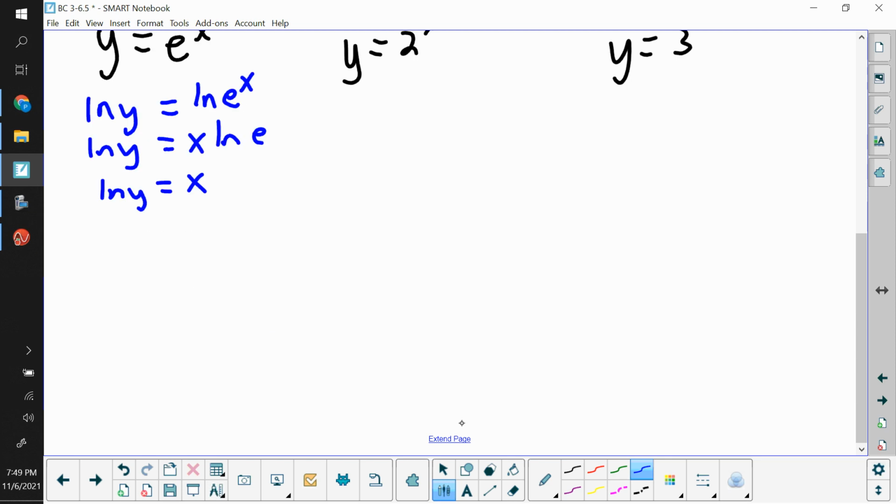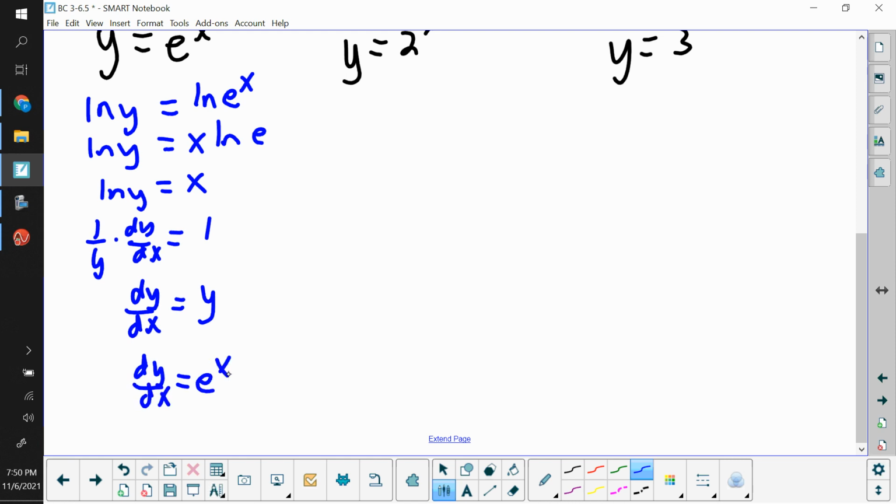So we can do implicit differentiation now. Derivative of natural log of y would be 1 over y times dy over dx, because we're doing a derivative of y, and derivative of x is just 1. Well, if we multiply the dy dx over, we just get dy dx is y, replace y with what it was equal to, and we get that it's e to the x. So we just proved there that e to the x's derivative is in fact itself.